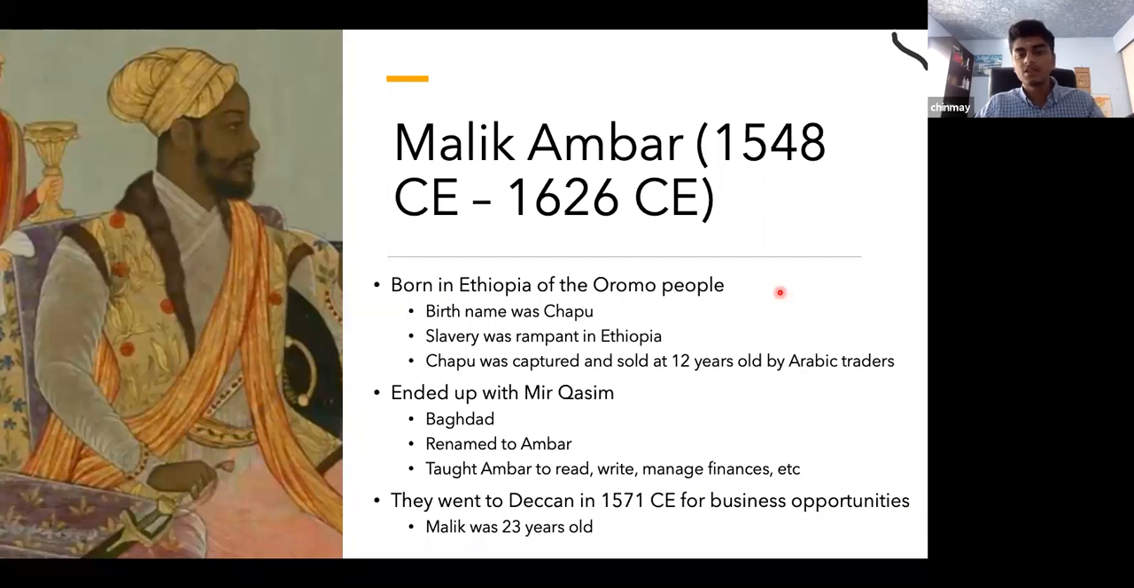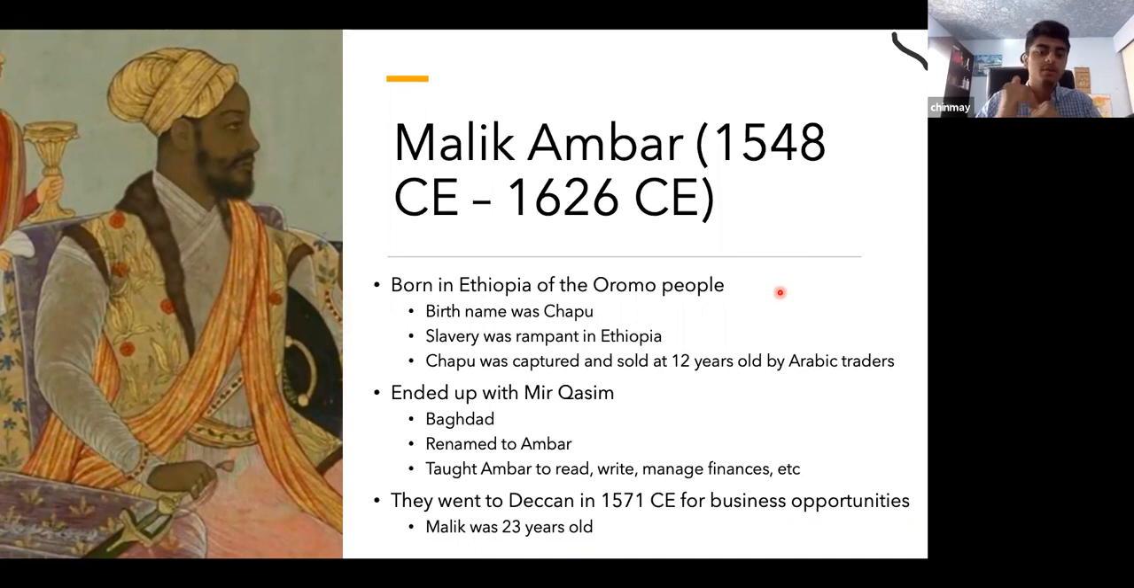And by the time Malik was 23 years old, which is about 11 years after he was captured and sold to Mir Qasim, they went to Deccan. They went to India for business opportunities. As India was famously wealthy, Mir Qasim wanted to travel to India to set up some business because he found some good business opportunities to make himself money.